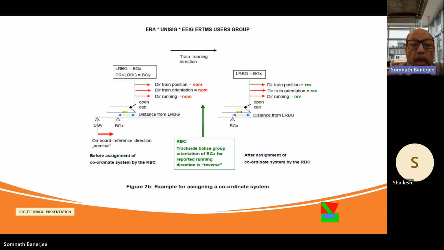This is an extract from SUBSET-026, where it explains how the LRBG is used to localize a train and ensure that no track section is occupied by two trains which have already been localized using the LRBG.